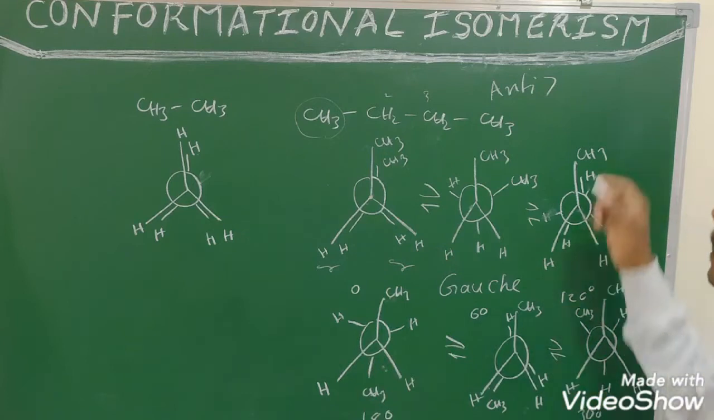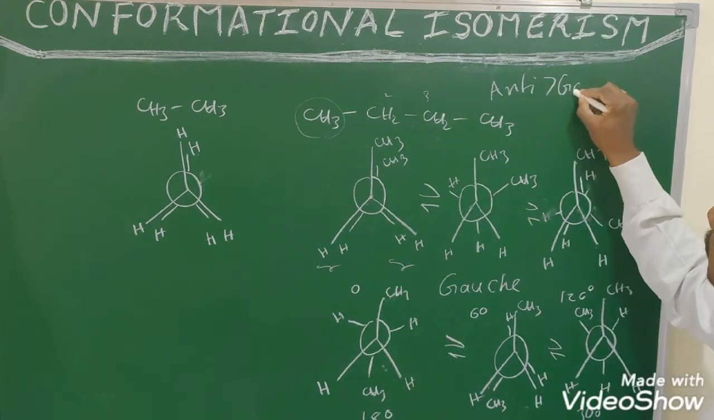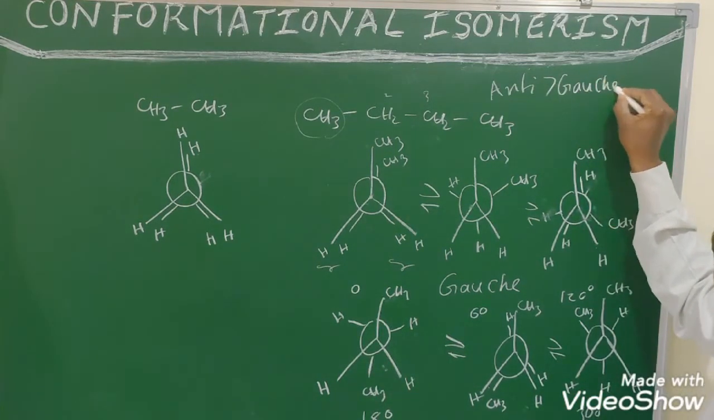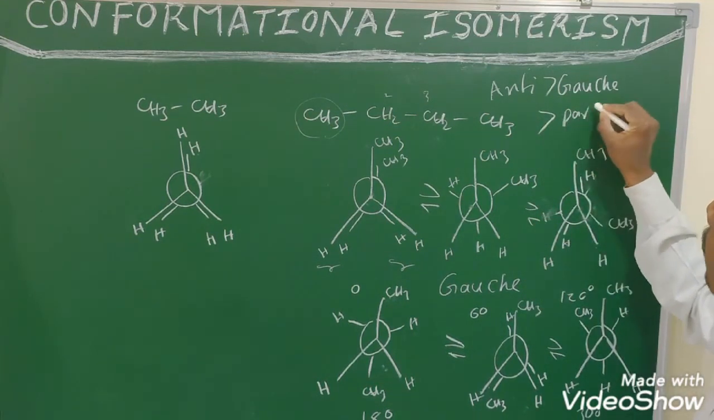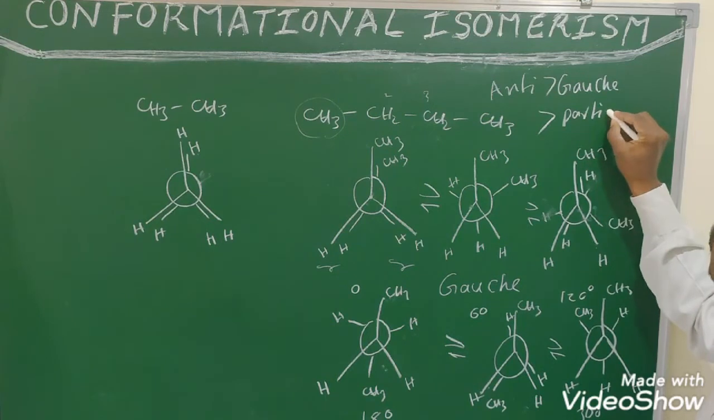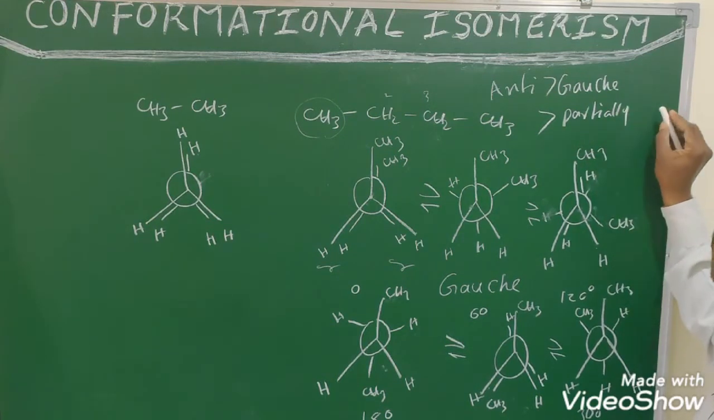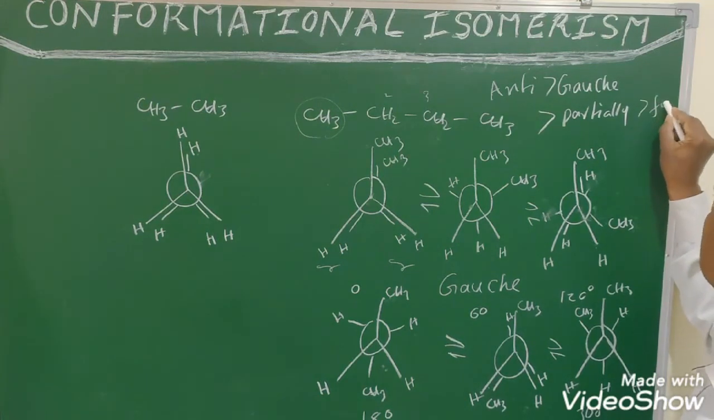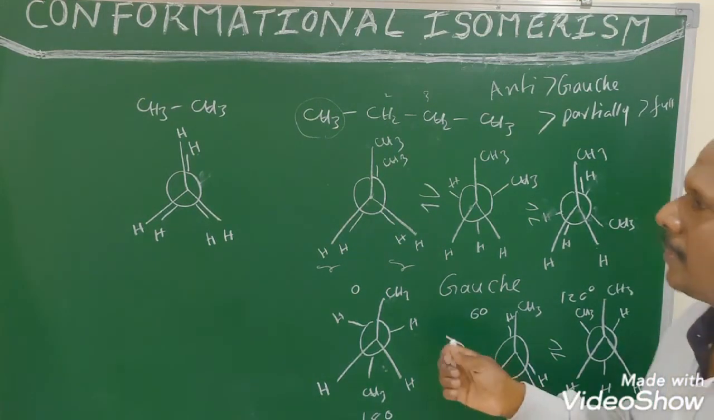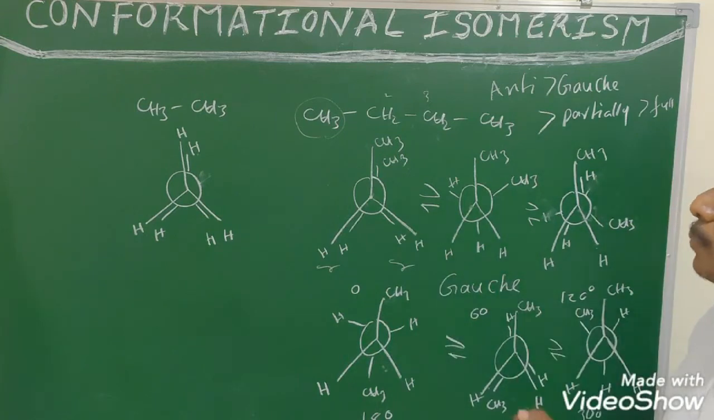After anti, Gauche conformation. After Gauche, partially eclipsed conformation. Which is least stable? Fully eclipsed. Fully eclipsed is the least stable. These are the conformational isomers of butane.